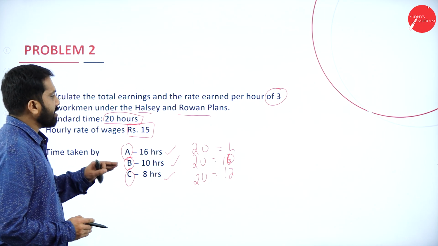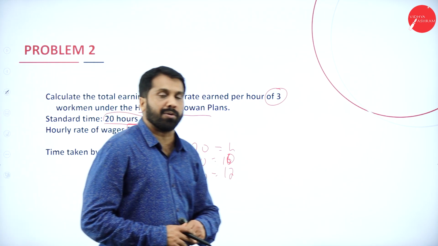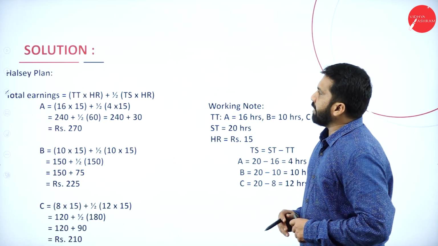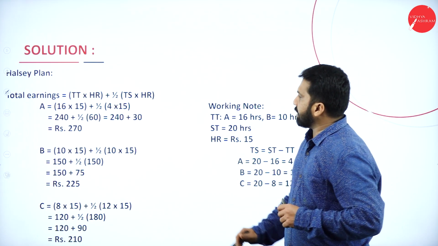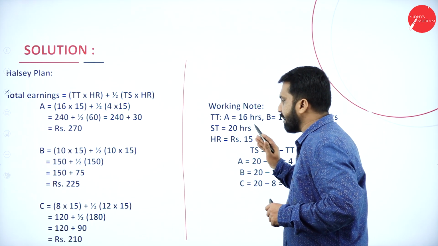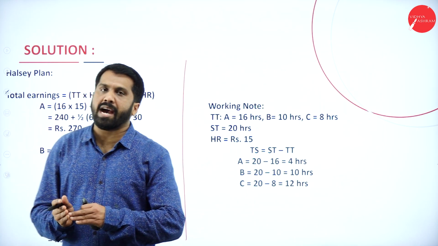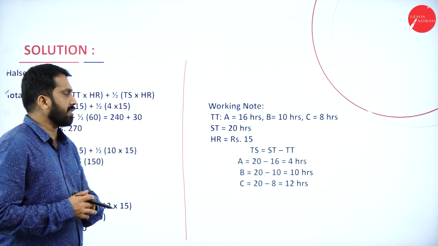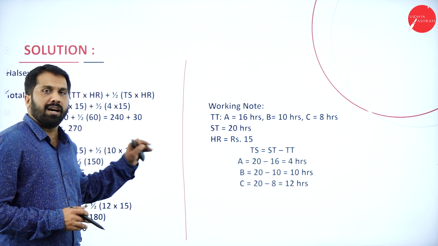According to this, we are supposed to calculate your Halsey plan as well as your Rowan plans. Now, these are the information we have, Halsey as well as Rowan. As I told you, whatever you have on the right side are your working notes, and whatever you have on the left side are your actual answers. First I'll go for the working note. Later I'll come back for your answer.